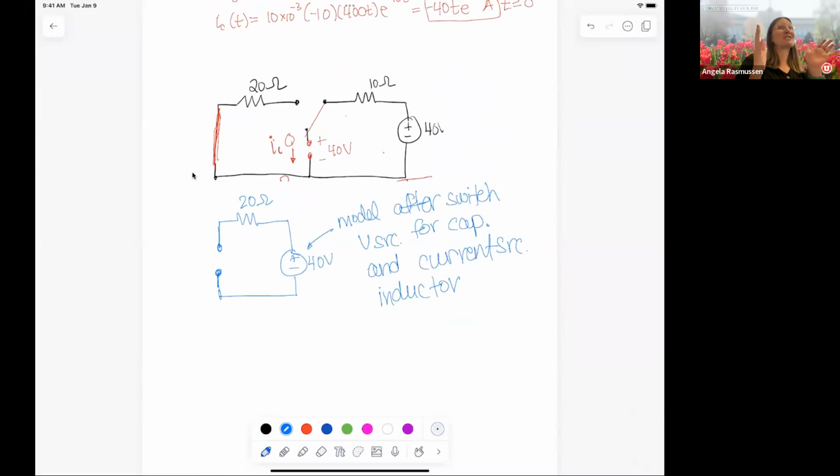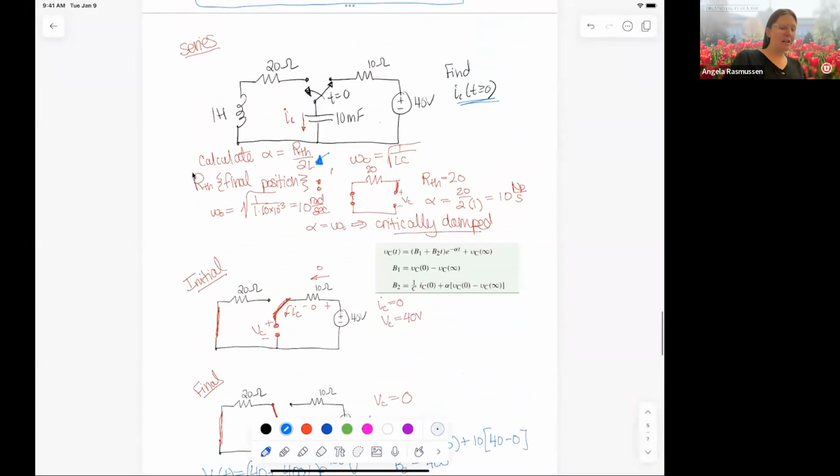So my point here was that the question came up: why do we still have L in that alpha calculation when it doesn't really affect the circuit? It starts out with zero current through it and ends with zero current through it. It's that initial time, right as the switch moves, that it has an effect. Does that make more sense? Yeah. Okay, that's the only point I wanted to bring out with that one.